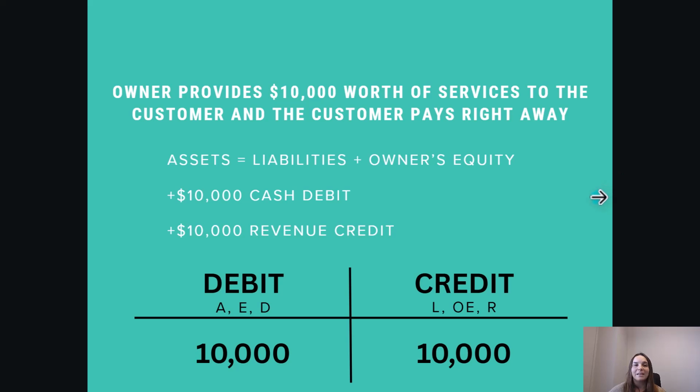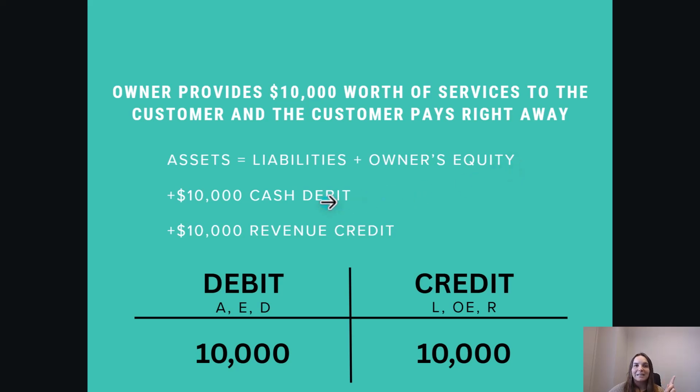The owner provides $10,000 worth of services to the customer, and the customer pays right away. So remember, the customer's paying right away. Our cash is going to increase. That's an asset. And our revenue is going to increase. Revenue increases owner's equity.